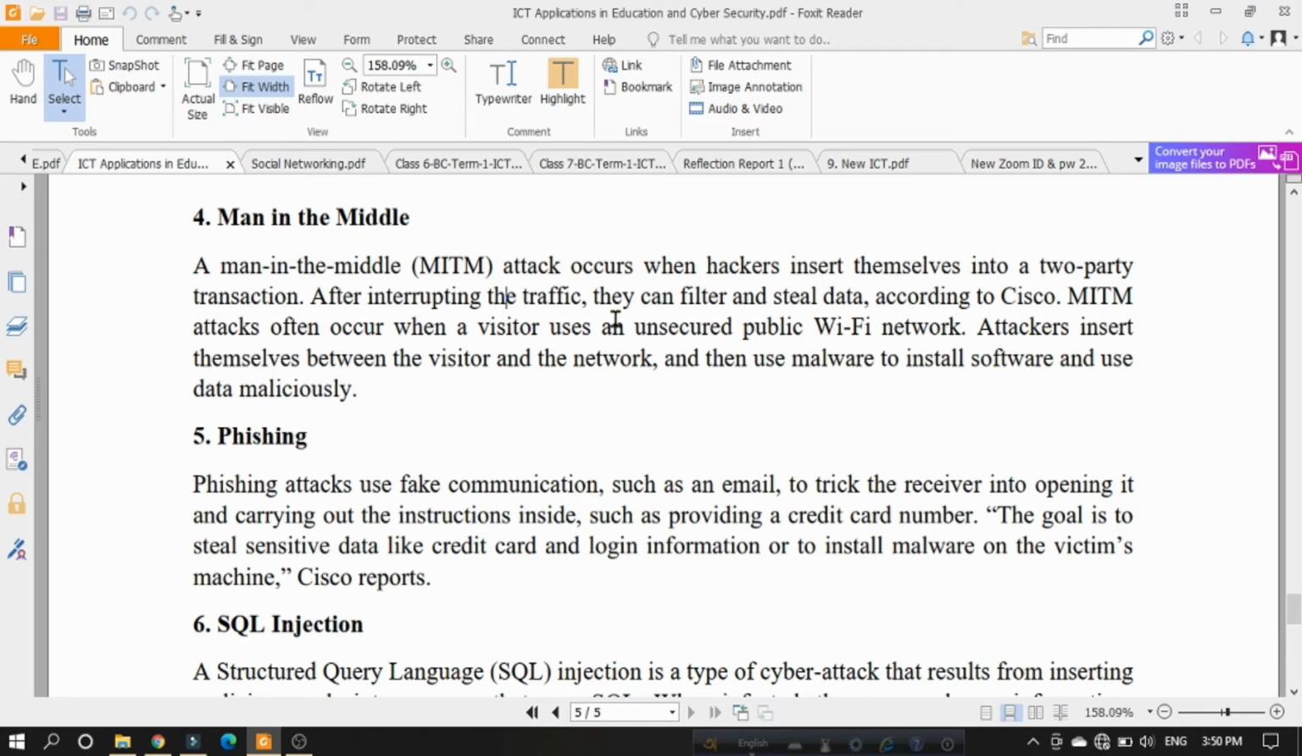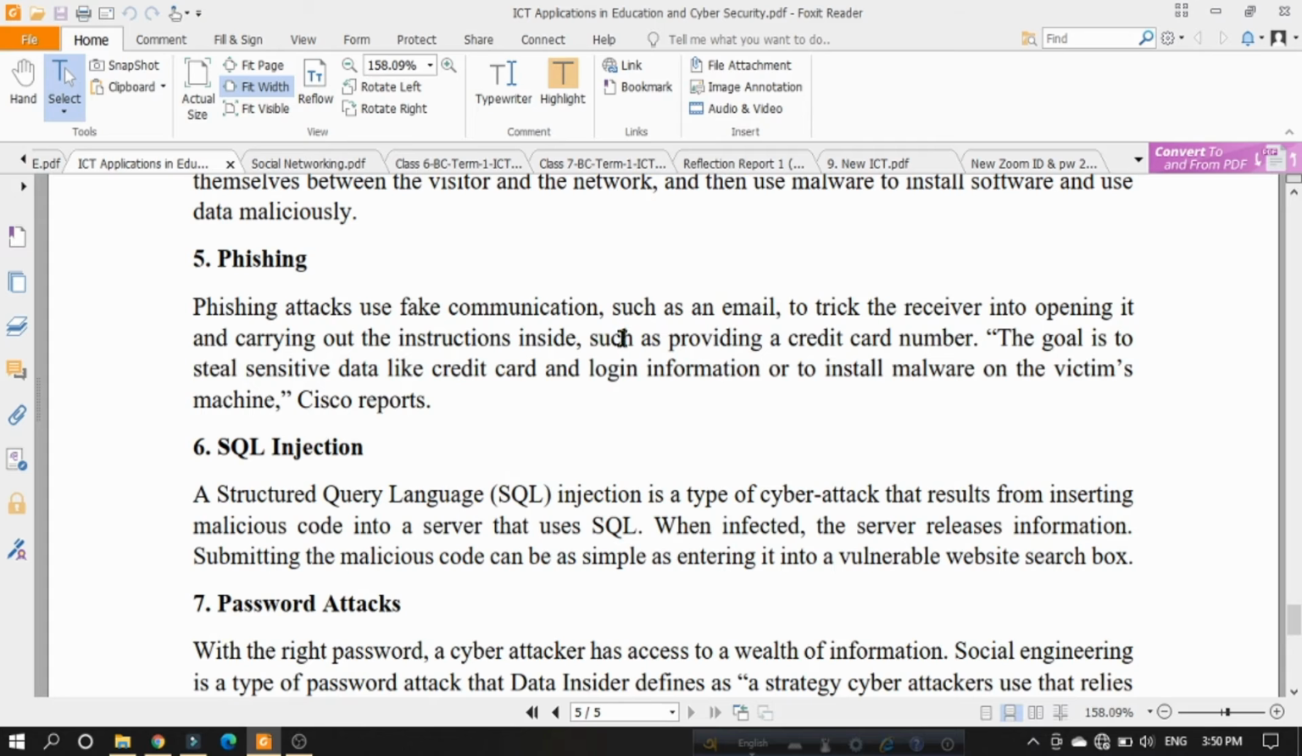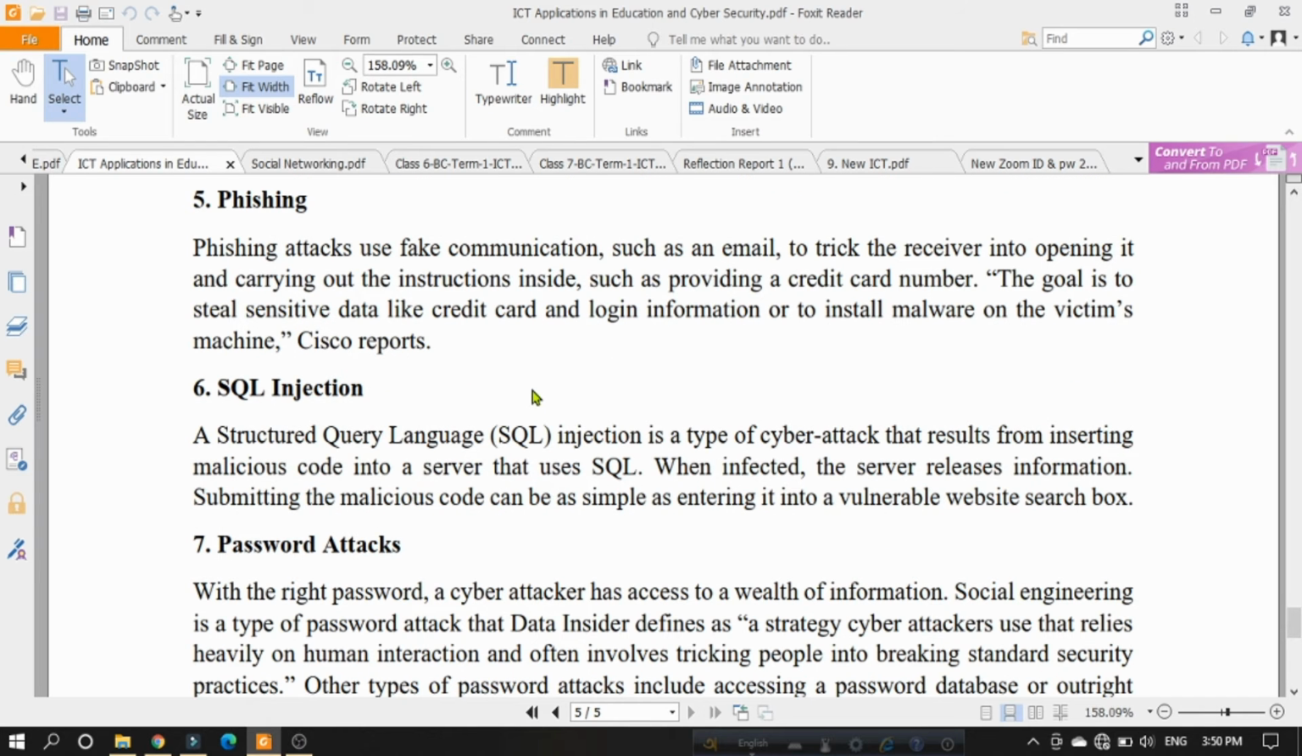When a visitor or user uses an unsecured, which means not secure, public Wi-Fi network, then these MITM attacks can occur. Attackers insert themselves between the visitor and the network, and then use malware to install software and use data maliciously.